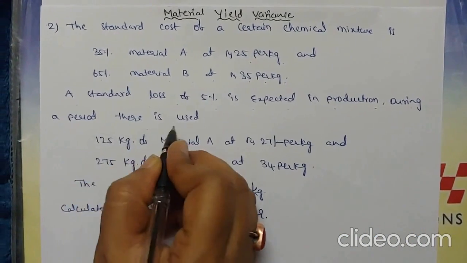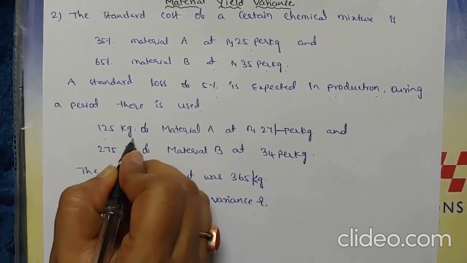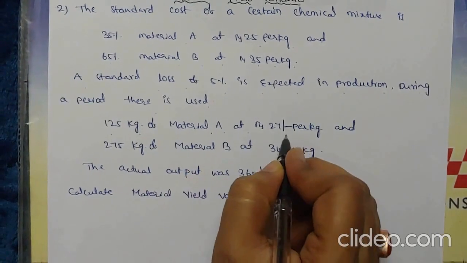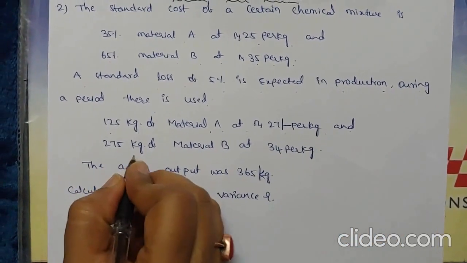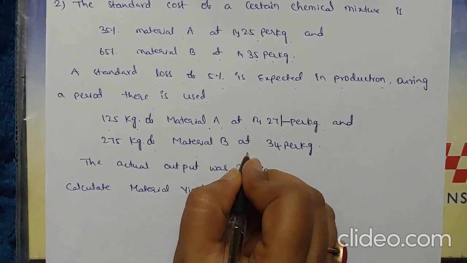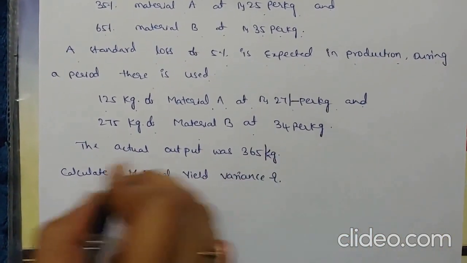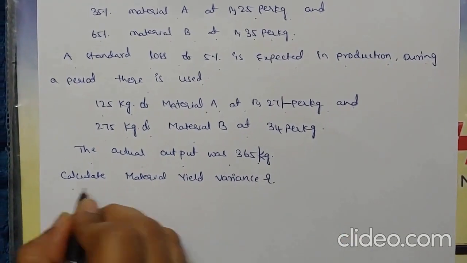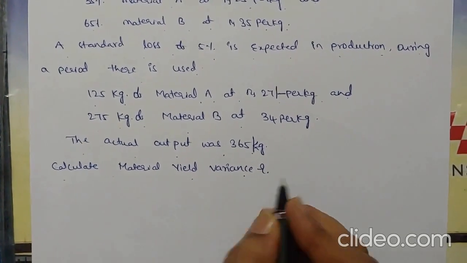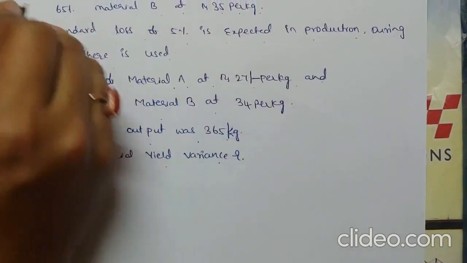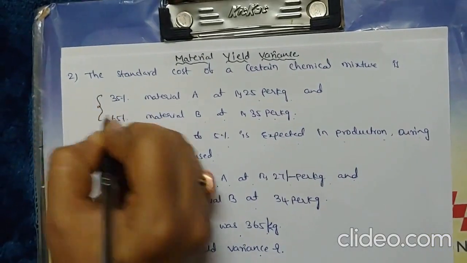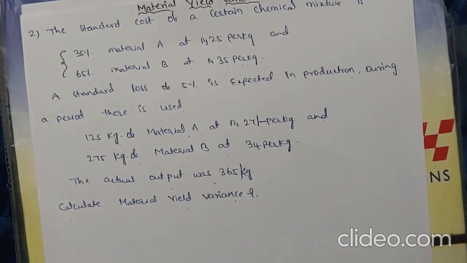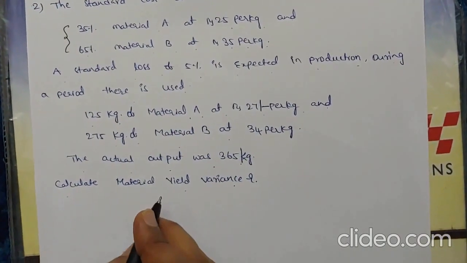During a period, there is used 125 kg of material A at 25 rupees per kg and 275 kg of material B at 34 rupees per kg. The actual output was 365 kg. Calculate material yield variance. In this problem, we have to calculate the standard quantity and standard cost of material.